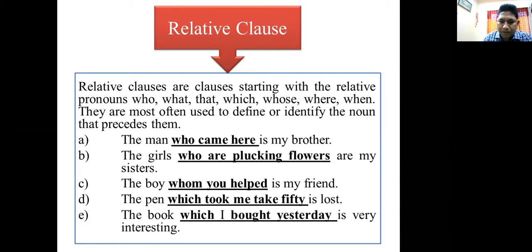You will find noun or pronoun as antecedent. You see, man is there, girls is there, boy is there, pen is there, book is there. So these are the nouns. Every relative clause begins with a relative pronoun, and before that you will find a noun or pronoun like man, girls, boy, pen, book. Okay, so these are the examples of relative clause, or we can also call it adjective clause.